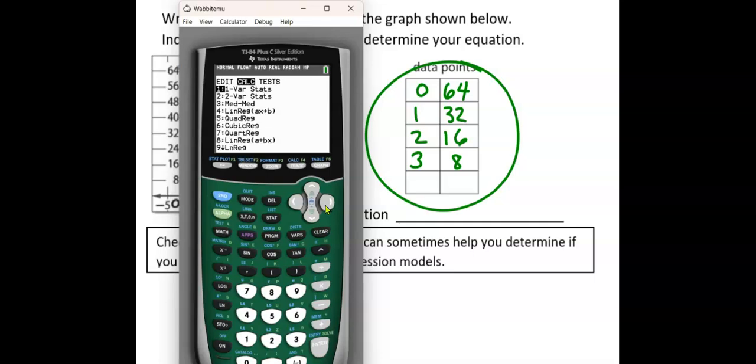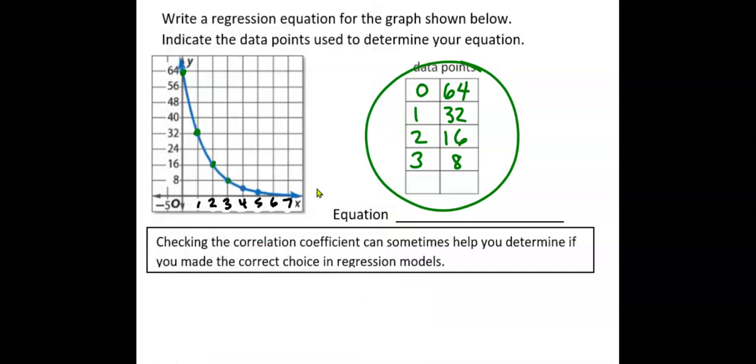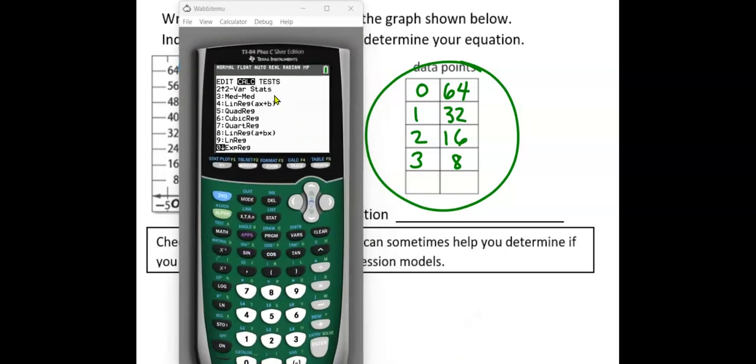Once I do that, I can calculate the regression of this data table by pressing stat, arrowing over to the word calc, and then going all the way down off the screen to number 0 for expreg. I'm choosing exponential regression because I can see that this is a curved line or curved data set here. So expreg, press enter 5 times, and now I can get the equation.